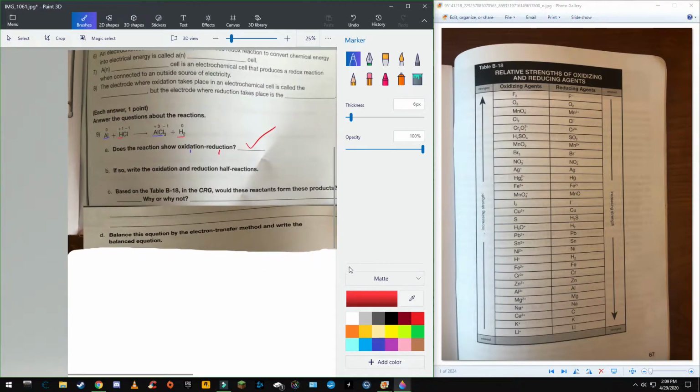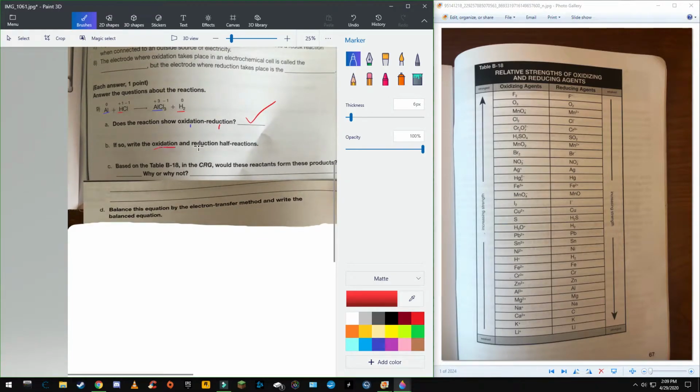So now we're going to get to the next part, which is writing out the equations. Write the oxidation and reduction half reactions. Now that seems difficult. It's actually pretty easy. It's just different language, a different way to write it. I like to start with the reduction first, and with reduction, we put it in red. So we'll just call this the reduction.